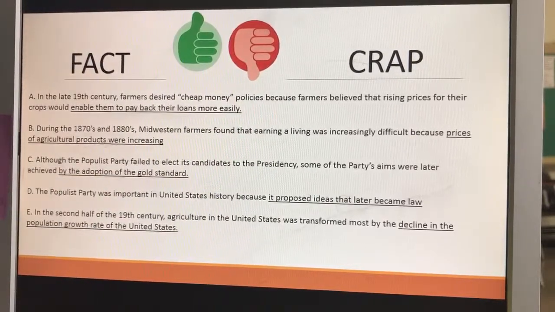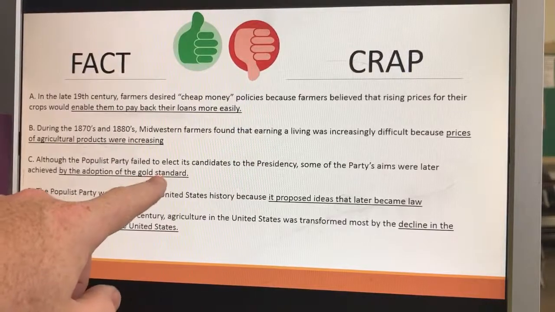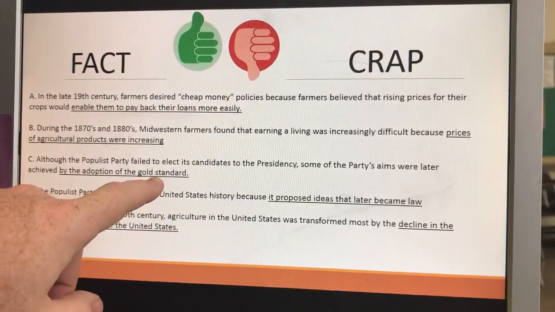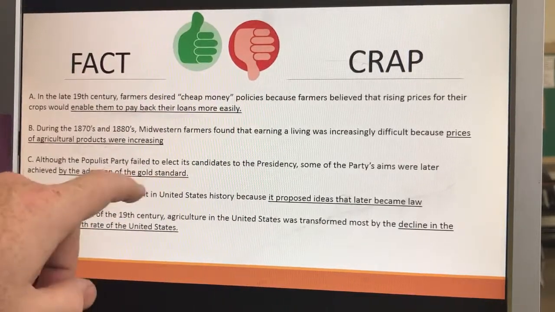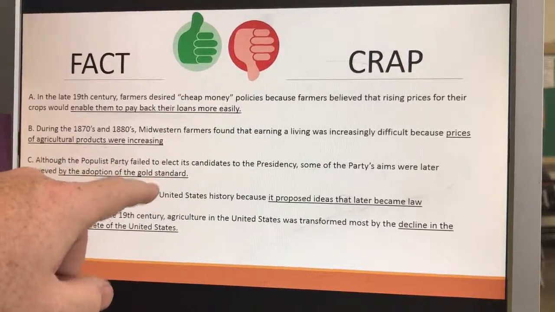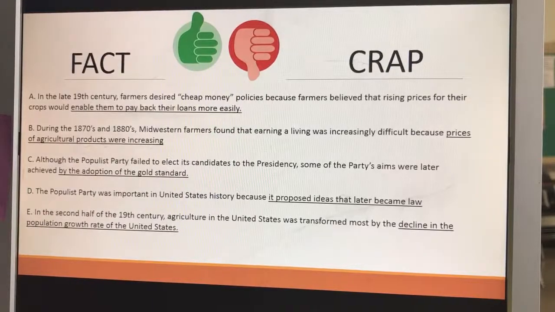Letter C, although the Populist Party failed to elect its candidates to the presidency, some of the party's aims were later achieved by the adoption of the gold standard. That's crap. They didn't want the gold standard. They hated the gold standard. In fact, one of William Jennings Bryan's speeches was the Cross of Gold speech, in which he said the cross of gold will crucify us. It's going to kill farmers and our way of life because we need more money. We need money to be based on silver and gold, called bimetallism.